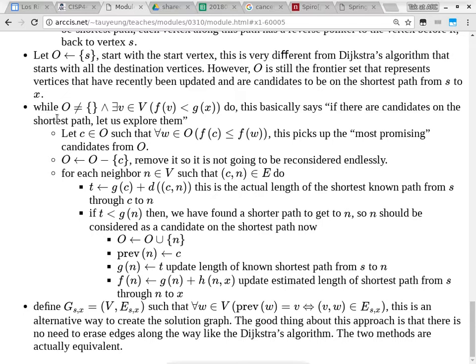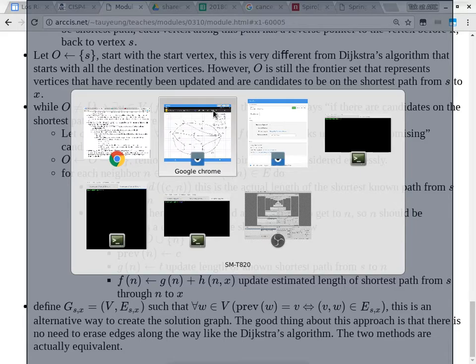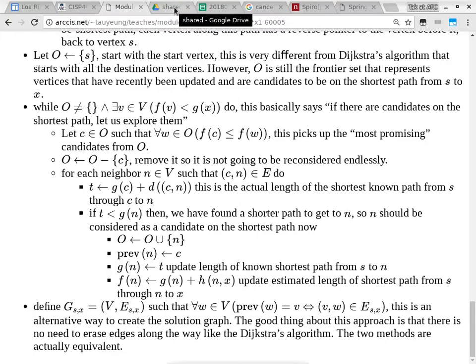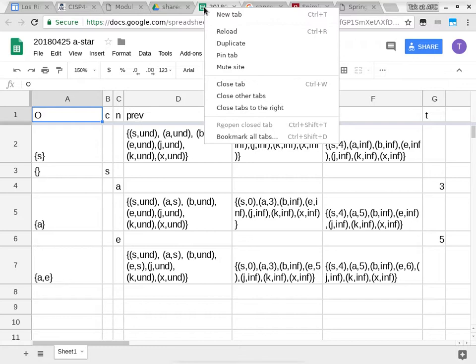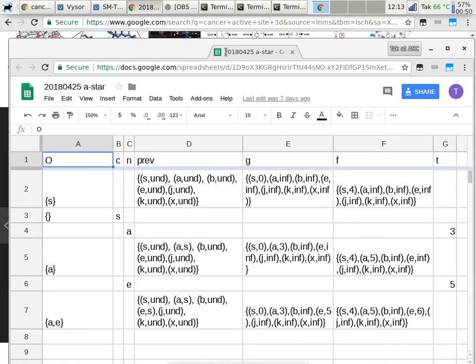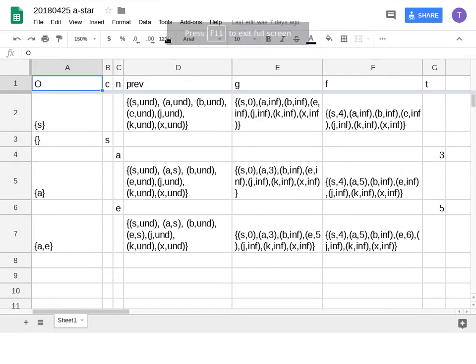So we are really just running the loop itself, which is starting with, is big O empty? Nope, it's not empty. So it satisfies the first requirement to stay in the loop. The second question is, can we find any vertex in V so that f of v is less than g of x, x being the destination? So we look into the trace. So let's see, the trace is here. And I'm going to break this out into its own window and maximize it. There we go.